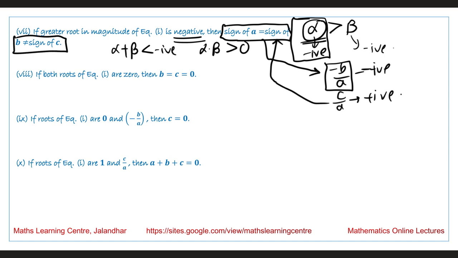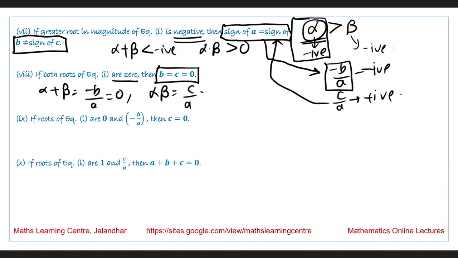Next is if both roots of equation 1 are 0. So we will have b equal to c equal to 0. If both roots are 0, then the sum of the roots, minus b by a, is 0, and the product of the roots, alpha into beta, which is c by a, is 0. So this implies that b is equal to c is equal to 0, and a cannot be equal to 0 because it is a quadratic equation.